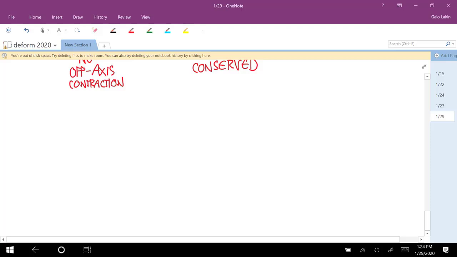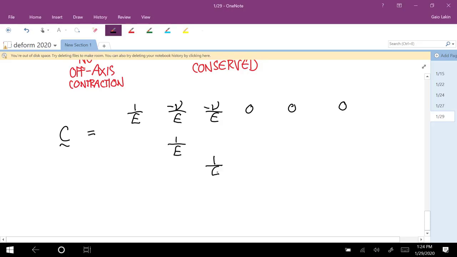Okay, so once you have these values, the compliance matrix is this. 1 over E, negative nu over E, negative nu over E, and then 3 zeros. And then the 1 over E for the next 2 rows just keeps moving down the first 3 values, and the other of the first 3 values are replaced by the negative nu over E.